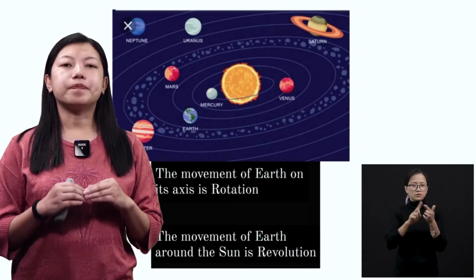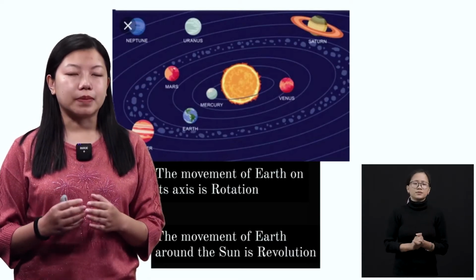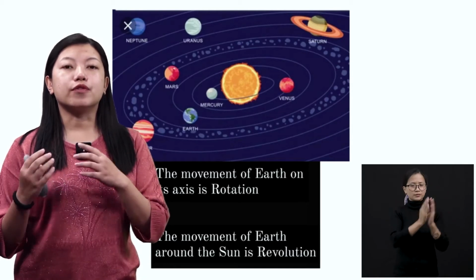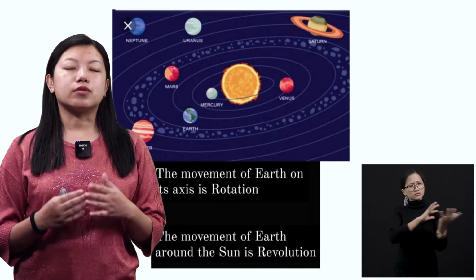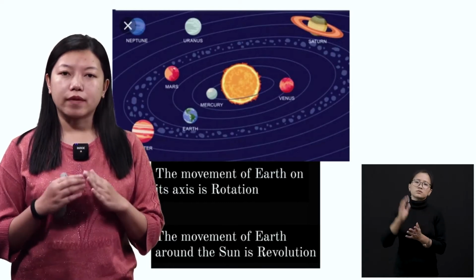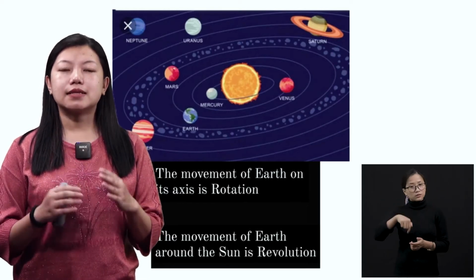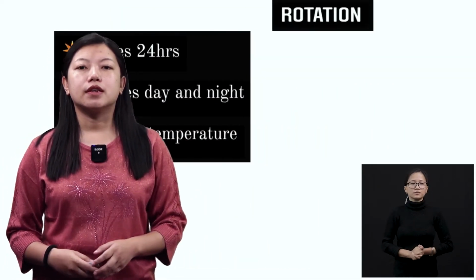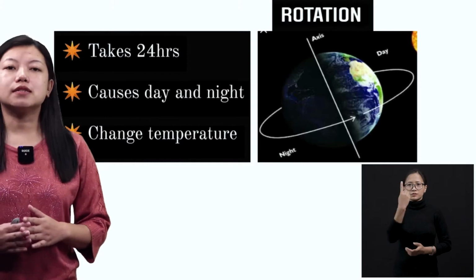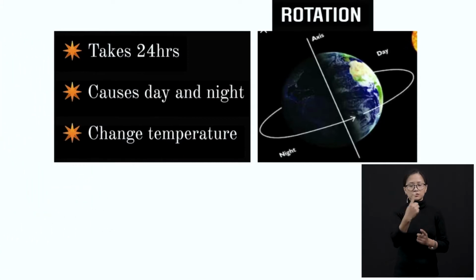Now here, earth is not the only planet that revolves around the sun, all right? The other planets also revolve around the sun. However, in this lesson, let's study about the earth, okay? Now the first one is rotation. So rotation takes 24 hours.